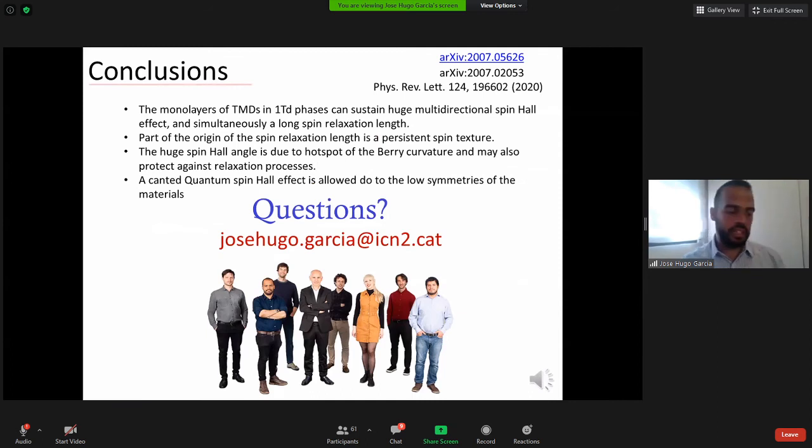And here are the conclusions. First, the monolayer TMDs in the 1T_d phase can sustain this huge multidirectional spin Hall effect and simultaneously a long spin relaxation length. Part of this origin is due to the persistent spin texture. Another part is due to the hotspot of Berry curvature at the Q point. And these two things lead to this canted quantum spin Hall effect, which is allowed by and driven by the low symmetry. So thank you very much.